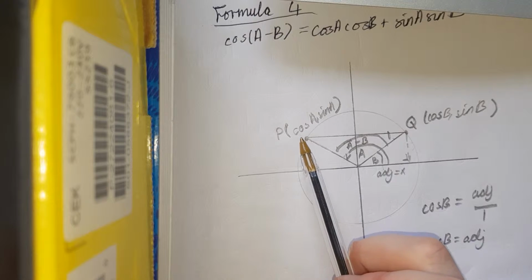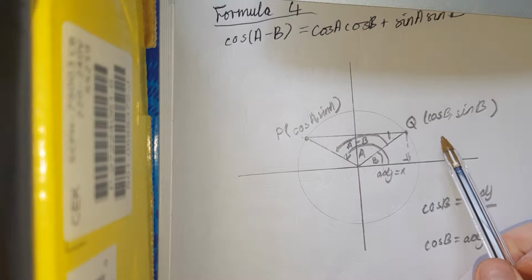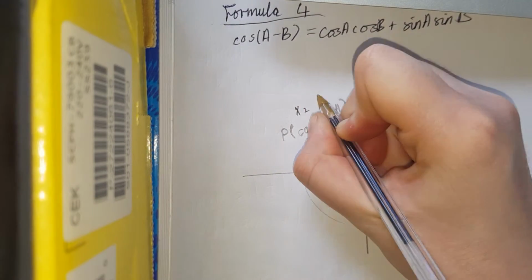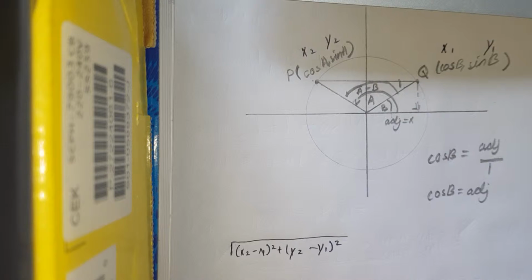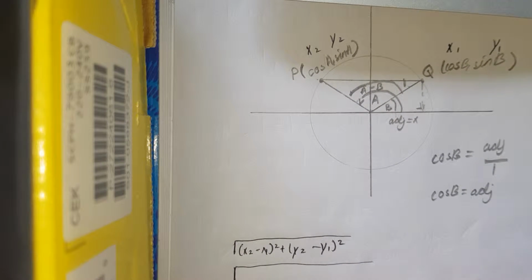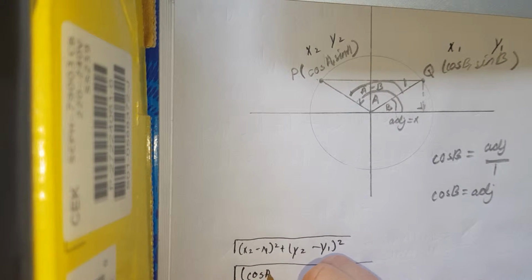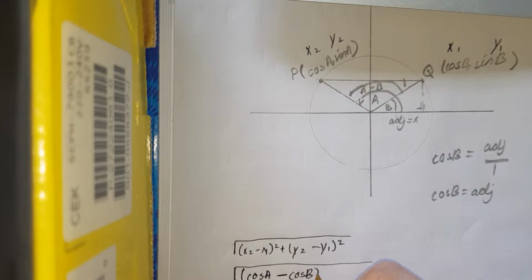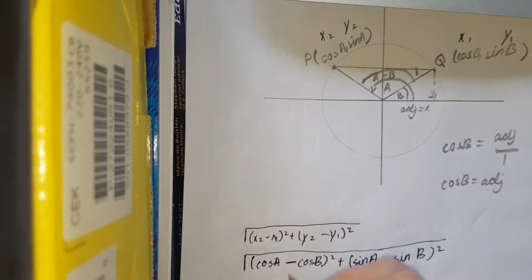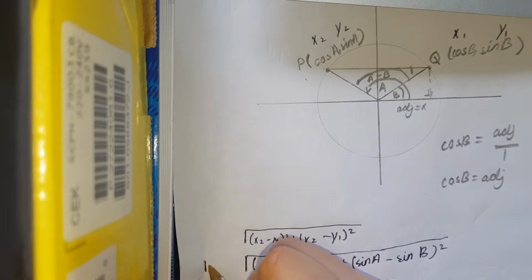So I'm getting the distance between this point P and Q, so we'll call this x1, y1 and this x2, y2. Then if we put that into our formula, it'll be x2, which is cos A, minus x1, which is cos B, squared, and then y2, sin A, minus sin B, which is y1, squared, and that's equal to PQ, which is the distance between P and Q.